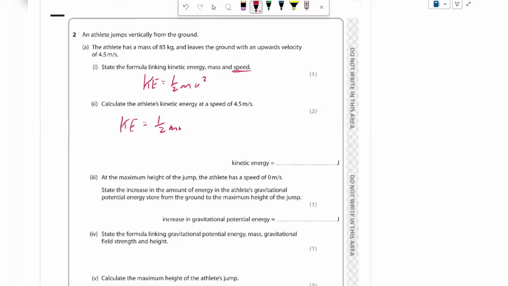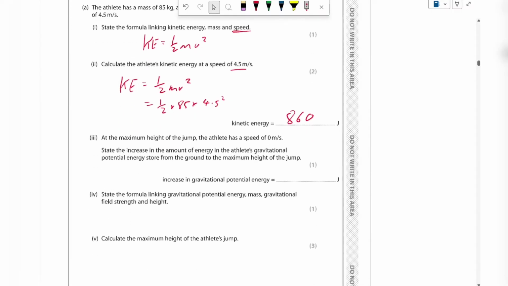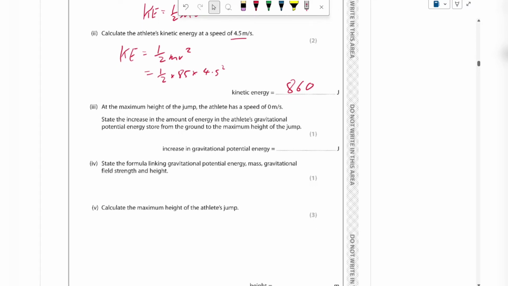Kinetic energy equals half mv squared. What do we have? Half times 85 times 4.5 squared. Put that into your calculator. Again, to two significant figures, because the question is to two significant figures, 860 joules. Maximum height: we have converted our work done into GPE. We've got this much kinetic energy, we convert that into gravitational potential energy, so that's all converted into the gravitational potential energy.